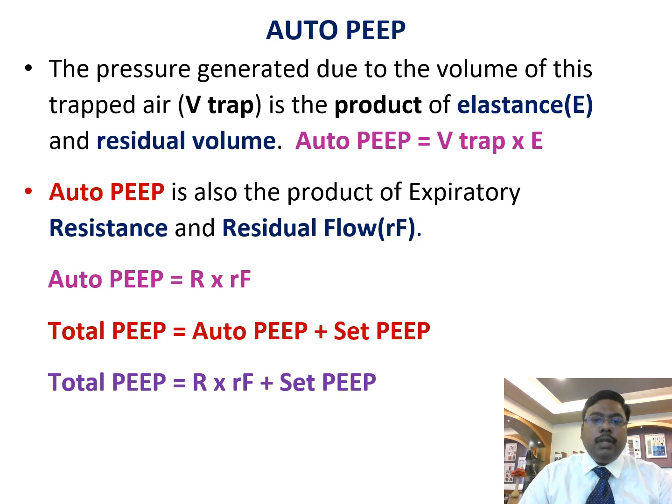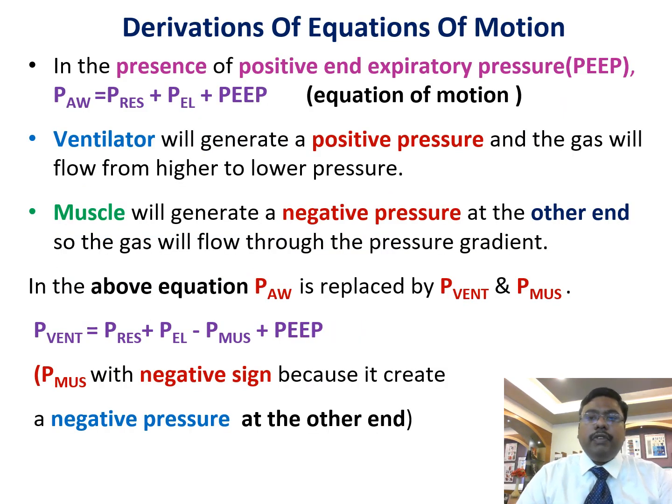Auto PEEP. The pressure generated due to the volume of this trapped air is a product of elastance and residual volume. Auto PEEP is equal to V trap into E. Auto PEEP is also the product of expiratory resistance and residual flow. So auto PEEP is equal to resistance into residual flow. Total PEEP is equal to auto PEEP plus set PEEP. So total PEEP is equal to resistance into residual flow plus set PEEP, where auto PEEP denotes resistance into residual flow.